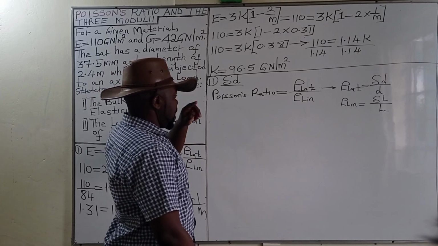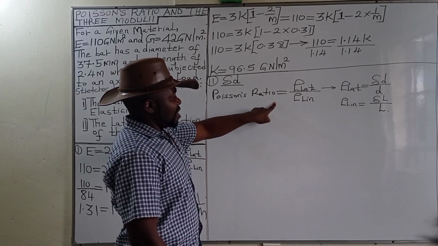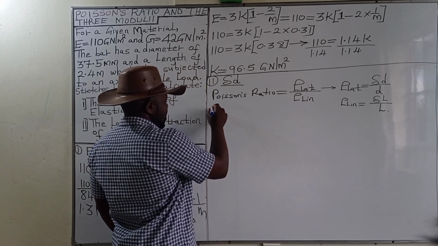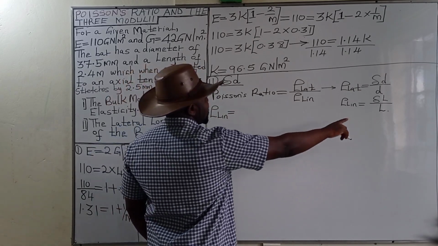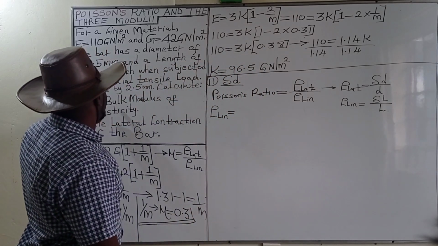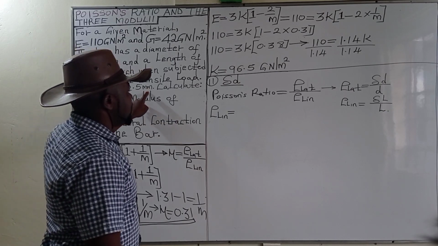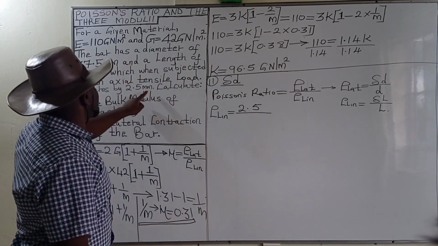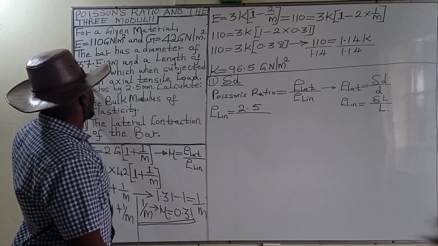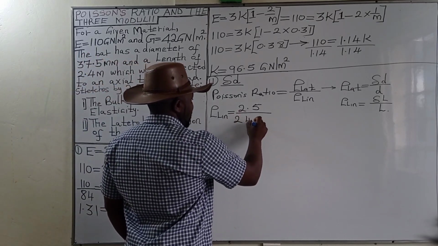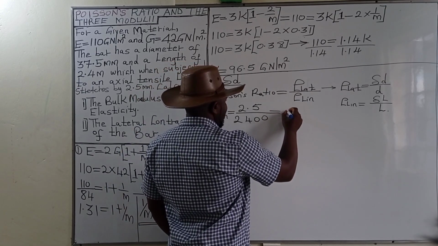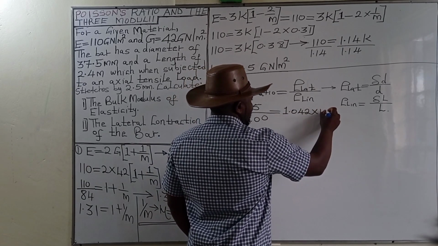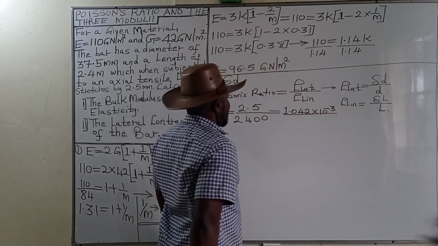Now, in this case, we have the Poisson's ratio, we got it. Let's determine the linear strain because we can get it. The linear strain, we have said that it will be given by change in length divided by the original length. We are told the bar stretches by 2.5 millimeters. Therefore, change in length is 2.5 millimeters divided by the length of this bar, 2.4 meters, convert to millimeters, that will be 2.4 times 1,000, which is 2,400. And that is going to give us a linear strain of 1.042 times 10 raised to the power of negative 3. Therefore, that is the linear strain.